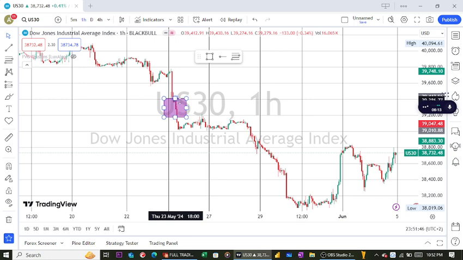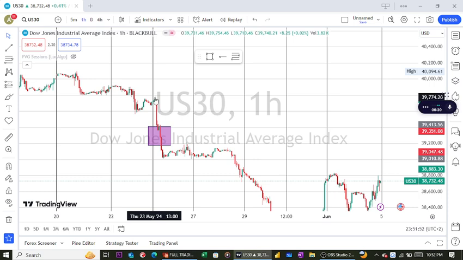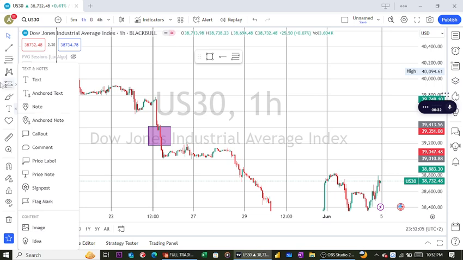This is a support. Now, the topmost part is resistance. So this is a resistance, this is a resistance, this is a support. This is a resistance, this is a support. So that's what you need to know about it.